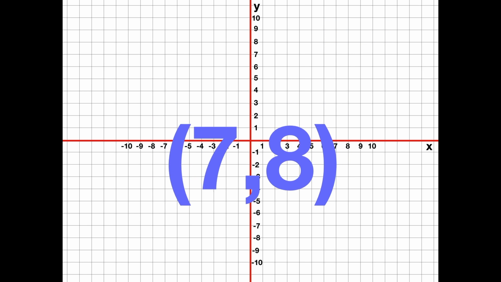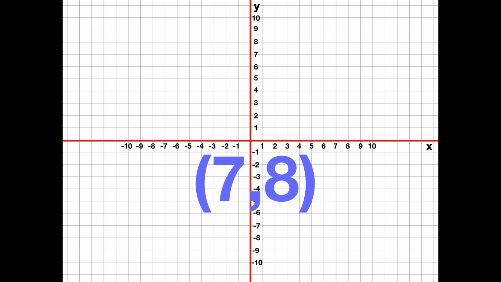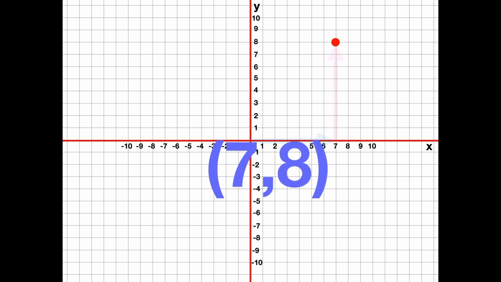Our next coordinates are 7, 8. So we're going to mark that location, 7, 8. That means we're going to go over first, so over 7, and then up or down. In this case it's positive, so up 8. That's where we'll put our point, 7, 8.